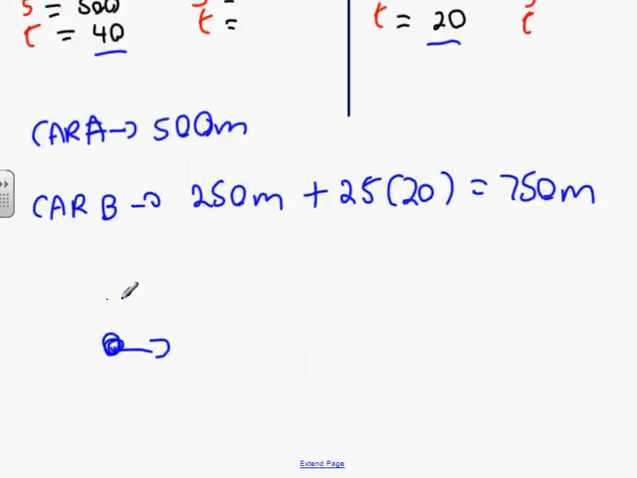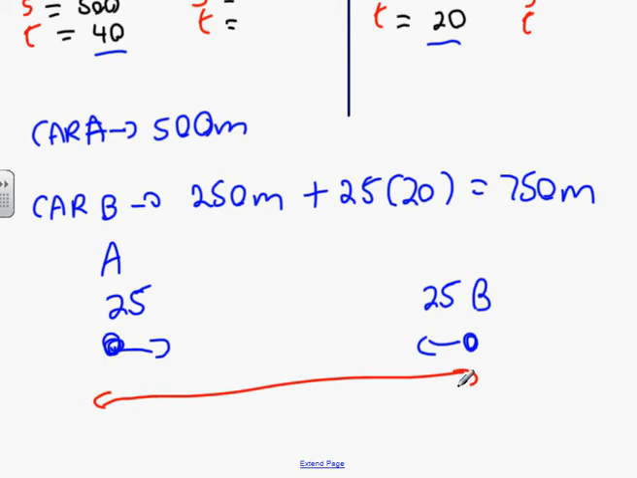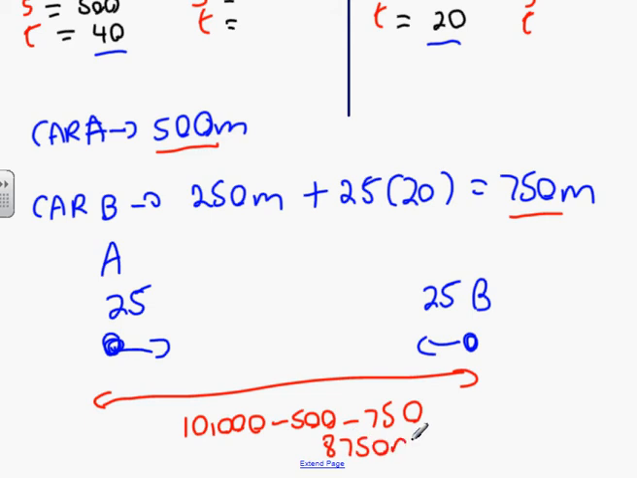Car A is travelling 25 to the right, and car B is travelling 25 to the left. Is everybody happy with that? How much distance is in between them? Well, there was 10,000 meters at the start of the question. However, we've eked away 500 meters covered by car A and 750 meters covered by car B. That leaves you a grand total of 8,750 meters between both cars at this point in time.